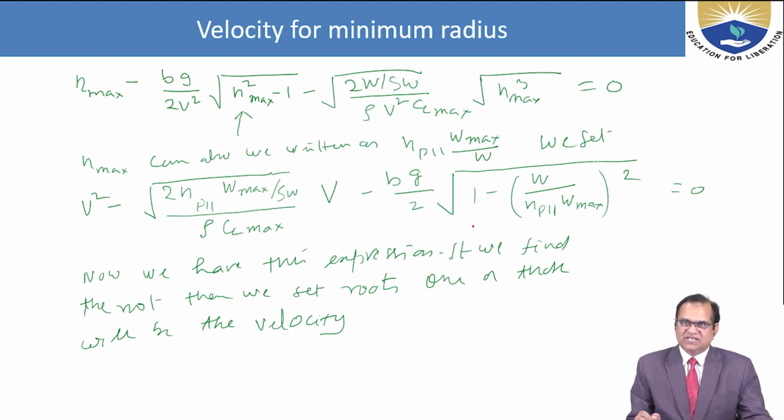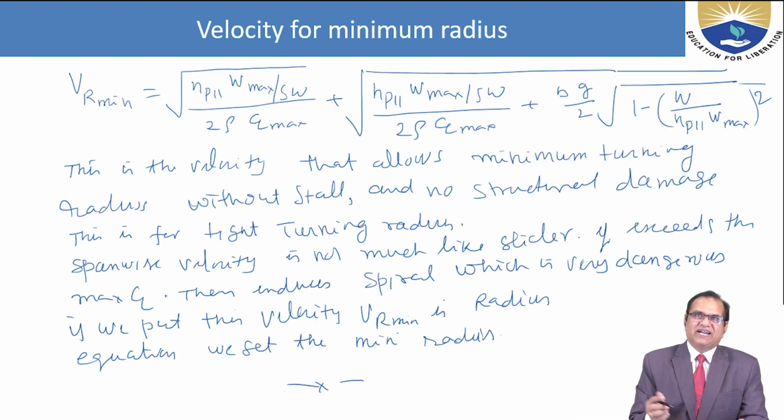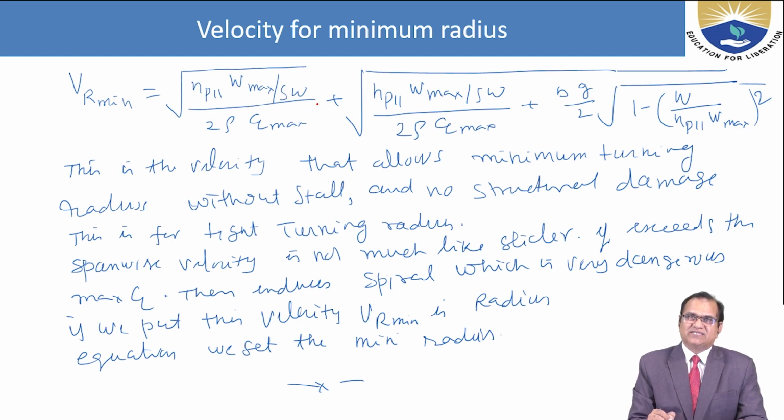It is a quadratic equation, and we use minus b plus or minus under root b square minus 4ac by 2a. By that we can solve, and then we will get VR minimum, the minimum velocity for the minimum radius. VR minimum is equal to under root N PLL W maximum divided by SW divided by 2 rho CL maximum, plus whole under root N PLL W max by SW 2 rho CL max plus bg by 2 under root 1 minus W by N PLL W max whole square. This is the velocity that allows minimum turning radius without stall. So this is the minimum velocity where stall will not happen and no structural damage will take place.